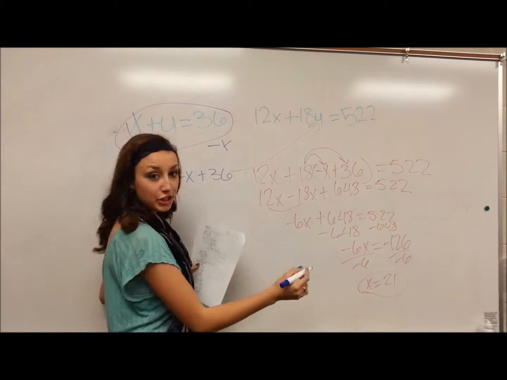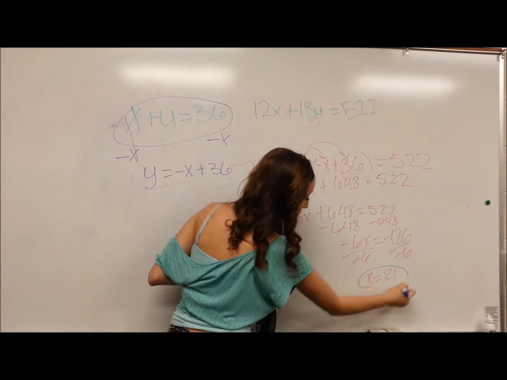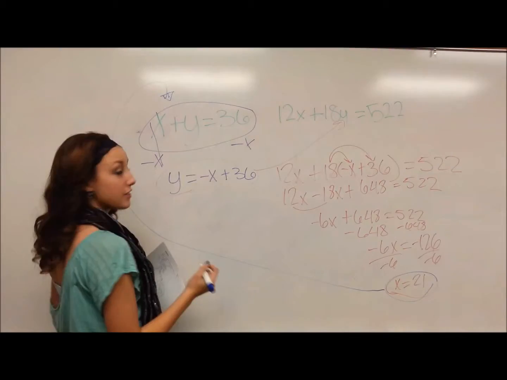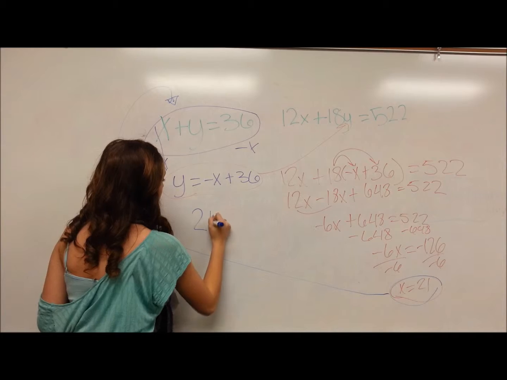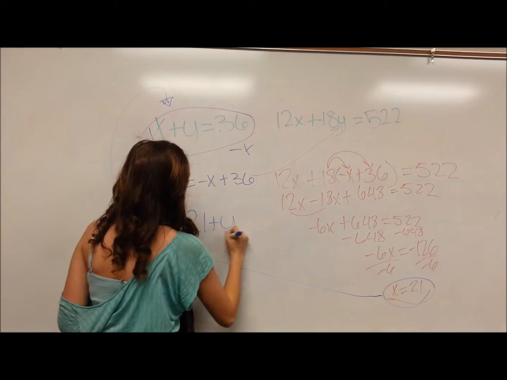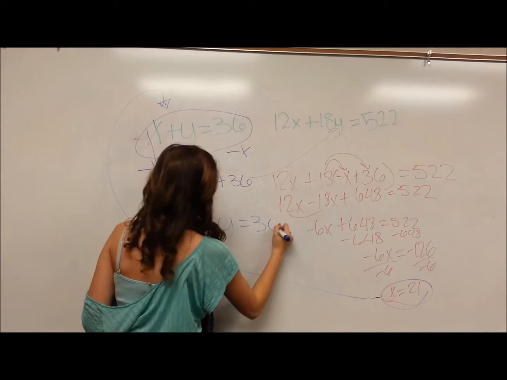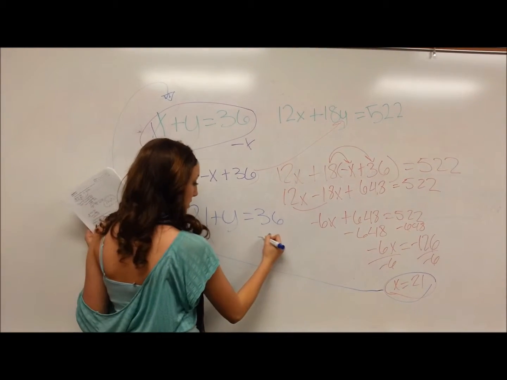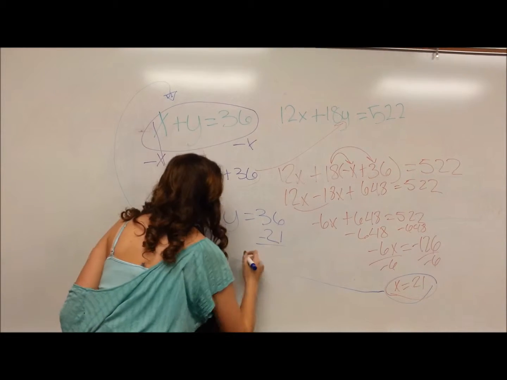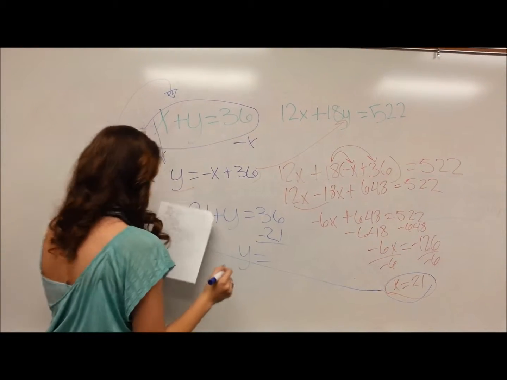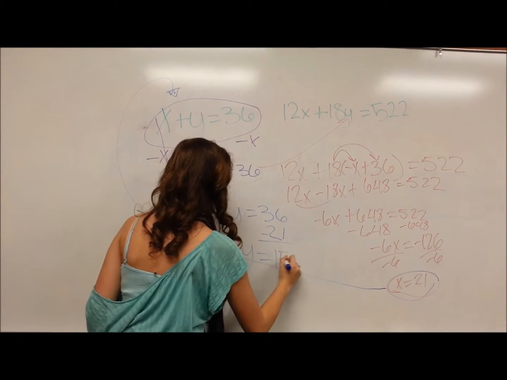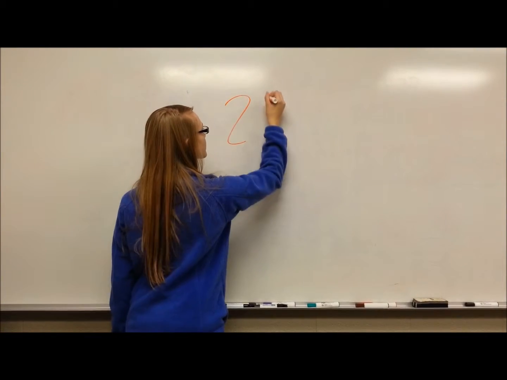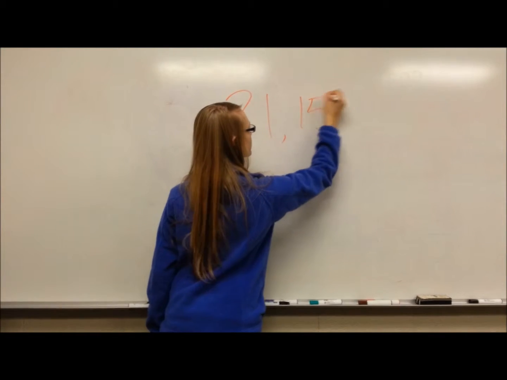Alright, then you're going to take the x, this equation, and you're going to bring it up to one of your original equations. Then you're going to rewrite it as 21 plus y equals 36. You're going to subtract 21 on this side, and you're going to do the exact same thing on the opposite side. So in the end, y will equal 15. Your final answer is going to be 21 and 15.